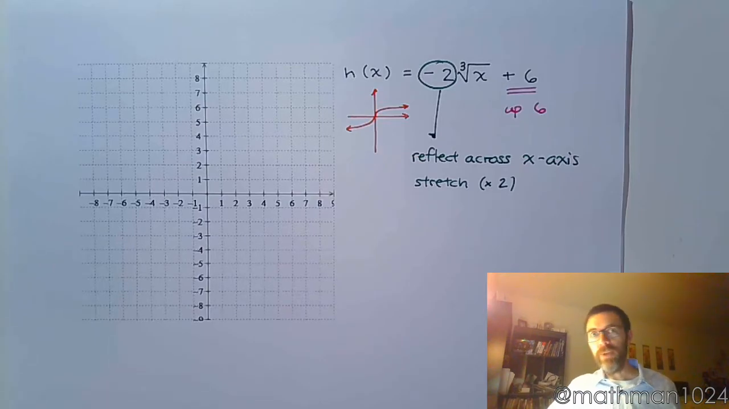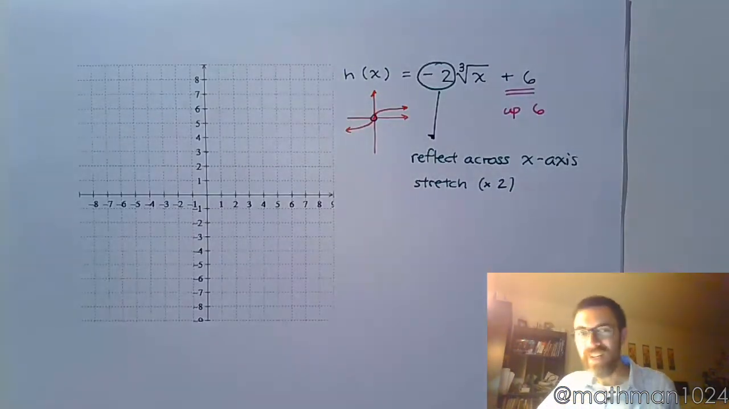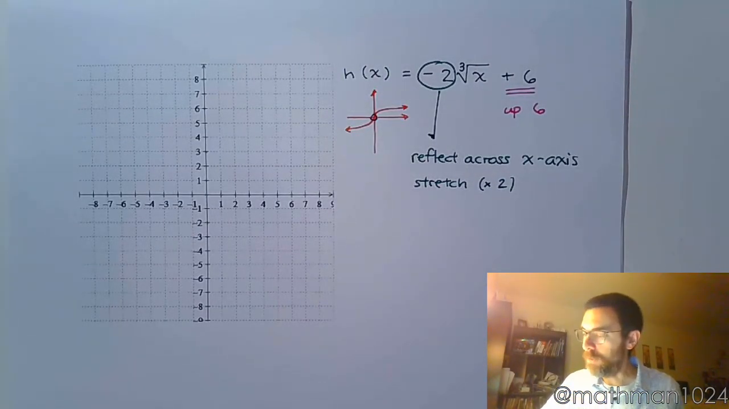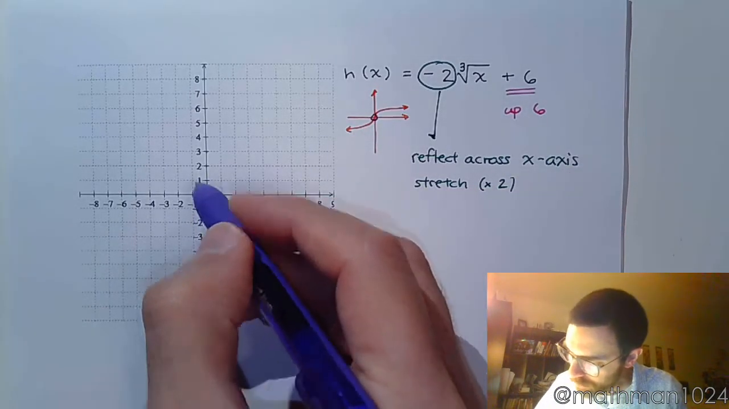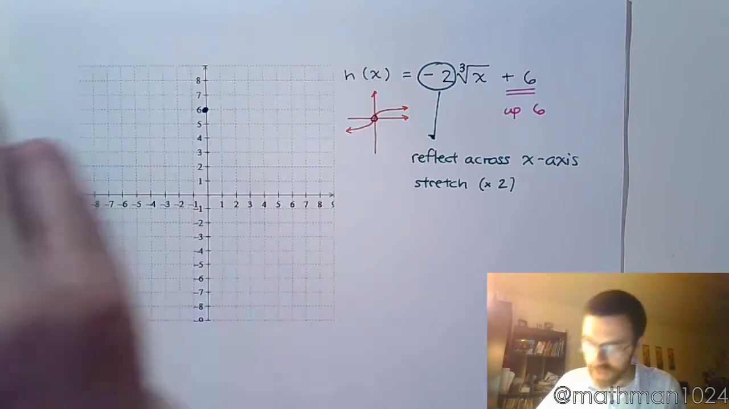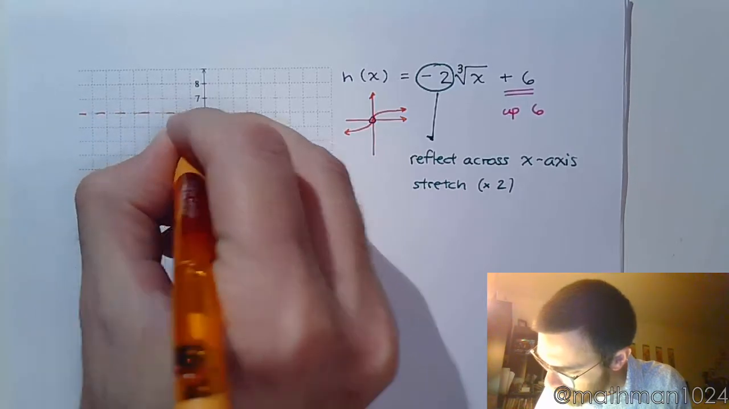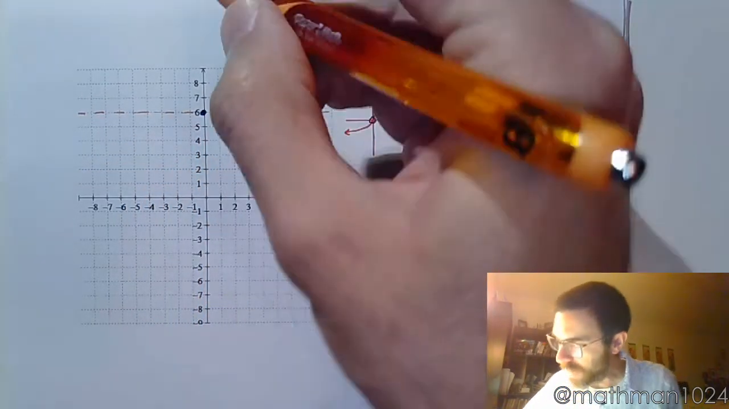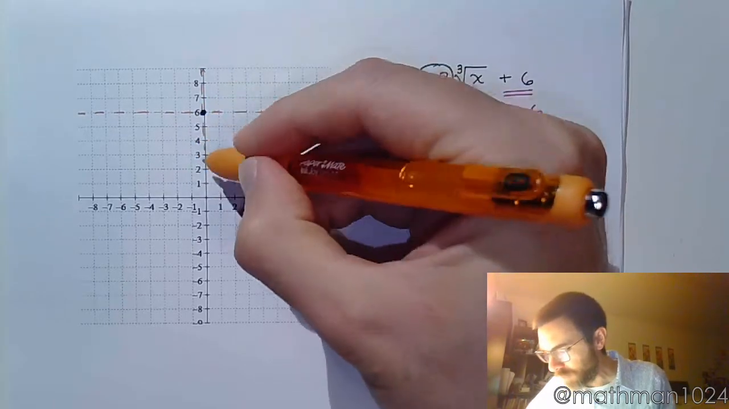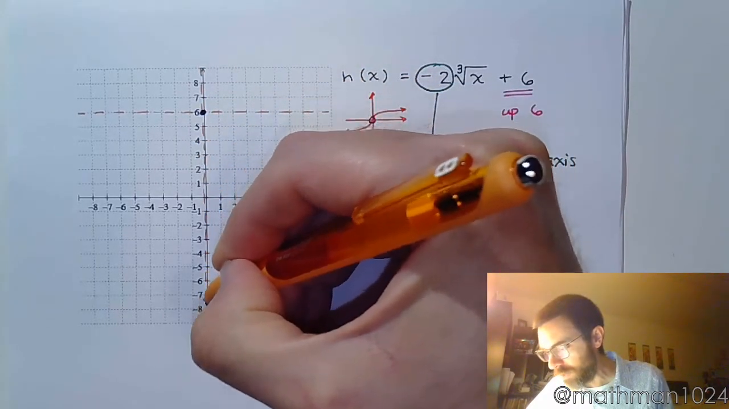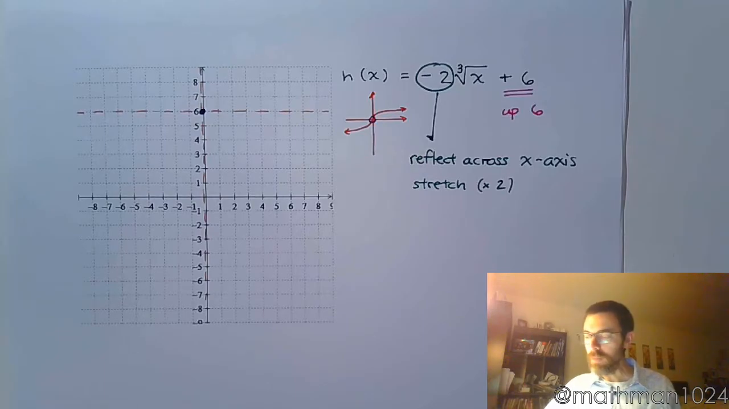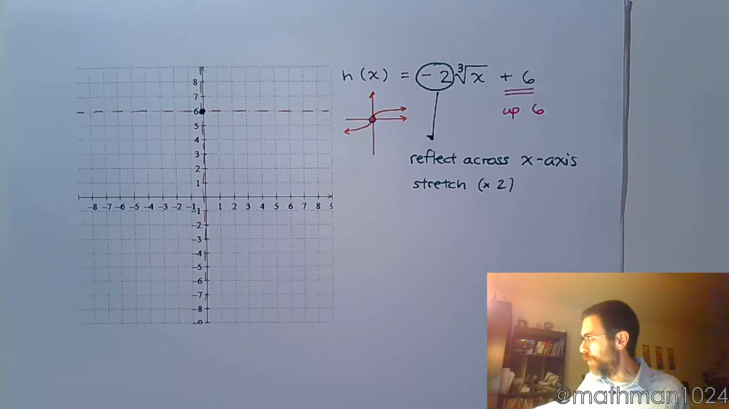But before I do all that, let's make sure we get the key point down. So this guy normally goes through the origin. So we're going to take that key point and create a new origin. And there's no left-right movement, it's just up 6. So from here, go up 6, and that is my new key point, my new base point. So here's my new x-axis and my new y-axis.